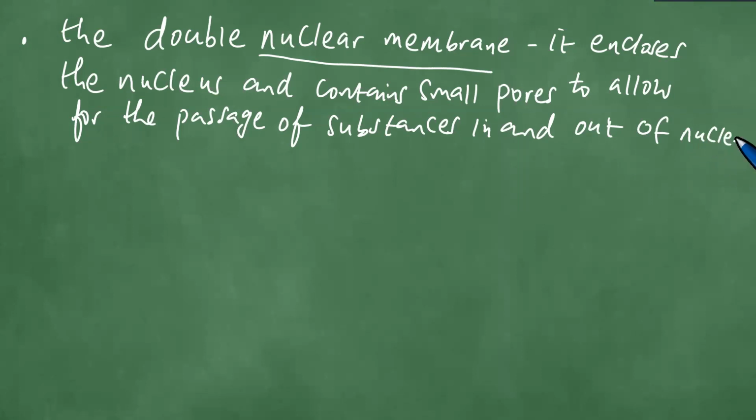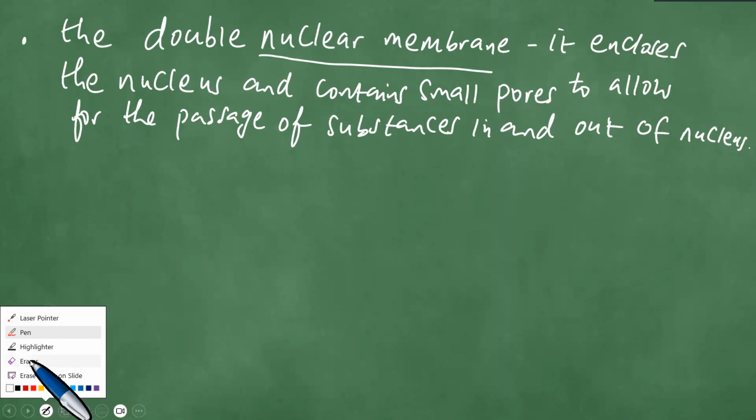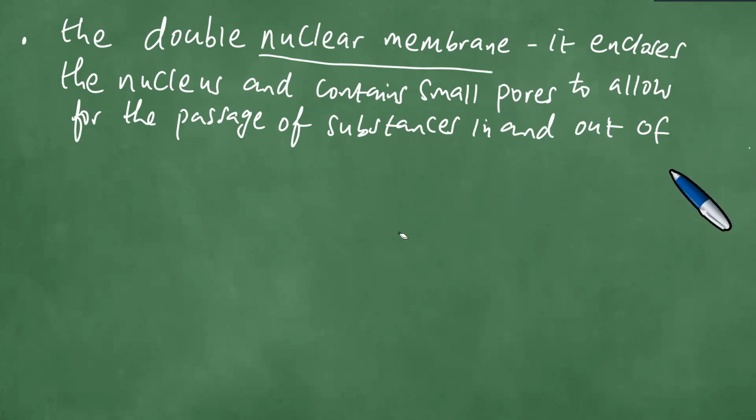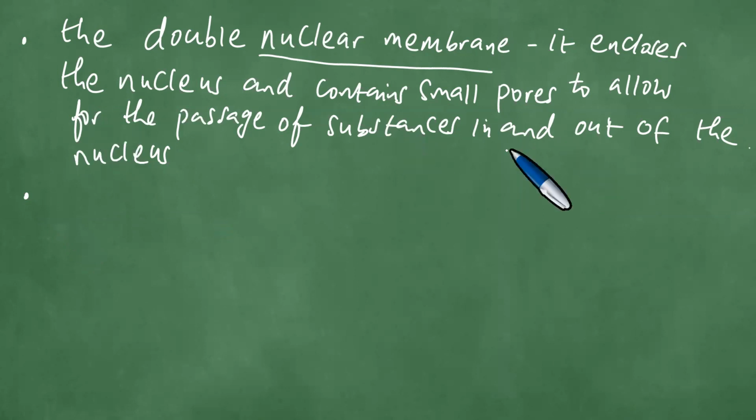So how do the substances move in and out of the nucleus? They move through the nuclear pores. So the double nuclear membrane encloses the nucleus and contains small pores. They allow for the passage of substances in and out of the nucleus.